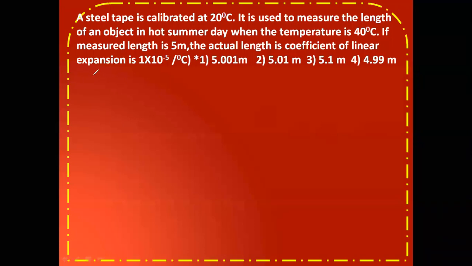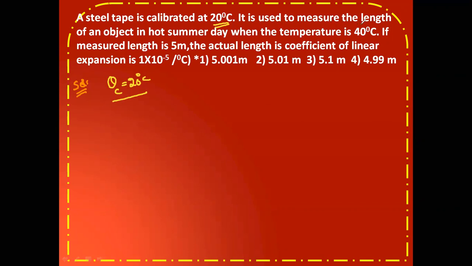Next, let us solve one important problem. Let's solve this. First, read the question. A steel tape is calibrated at 20 degrees Celsius. So, what information do they give? The calibrated temperature they give us is 20 degrees Celsius.